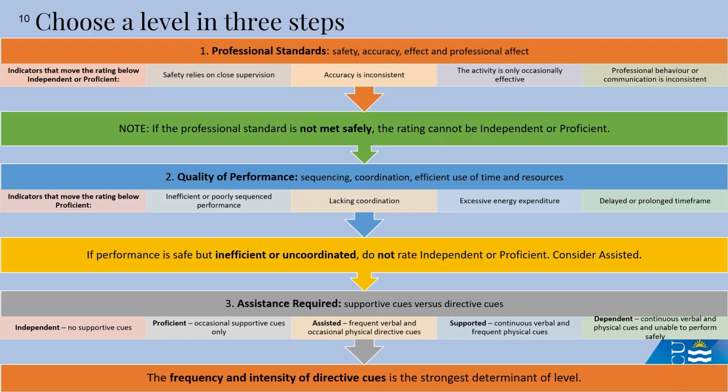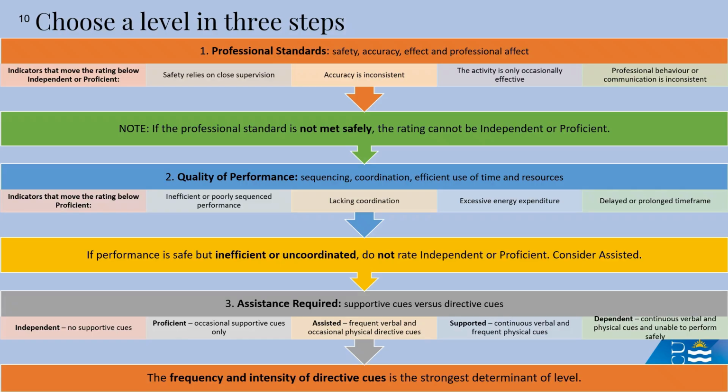The quality of the performance matters. Once safety is established, assessors evaluate how the task is performed. This includes sequencing, coordination, efficiency, and appropriate use of time and energy. If performance is safe but inefficient, poorly sequenced, uncoordinated, or prolonged, the rating should not be independent or proficient. In these situations, assistance should be considered, recognising that efficiency and coordination are essential for independent practice. The most influential domain is the level of assistance required, particularly the frequency and intensity of directed cues.